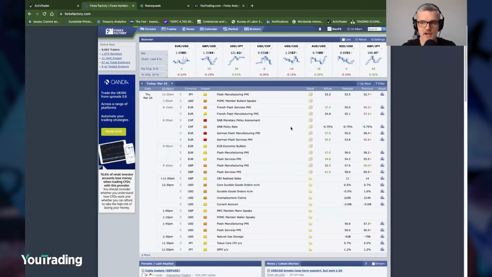Obviously, looking at the markets, European PMIs came out good today. Started with German flash PMIs. So this is the first initial look at how well manufacturing and services are doing. Both of them beat expectations.